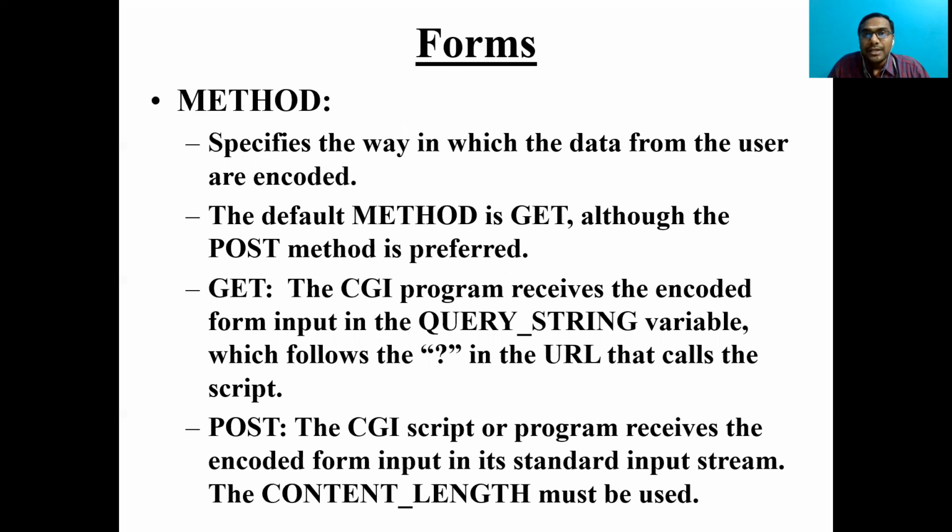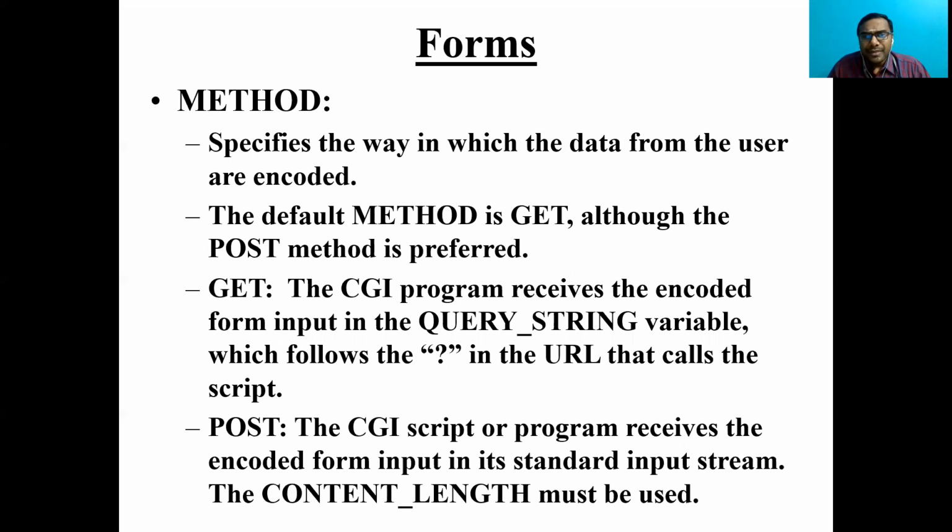Method specifies the way in which the data from the user are encoded. So how we are going to transmit the information. The default method is going to be get, but mostly a post method is preferred here. If I'm sending non-confidential information, then I can make use of the get method. Suppose I'm sharing sensitive or confidential information, then the post method is more preferable.